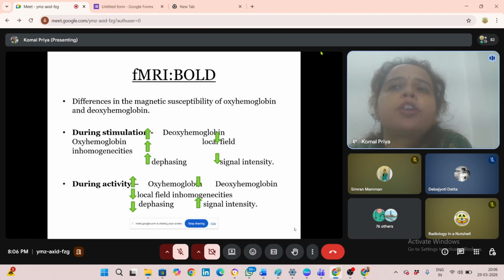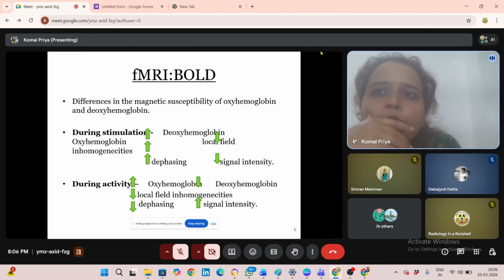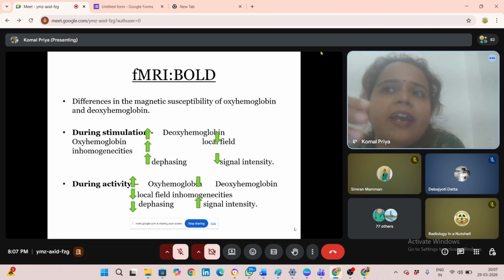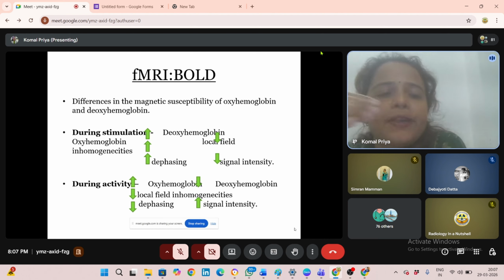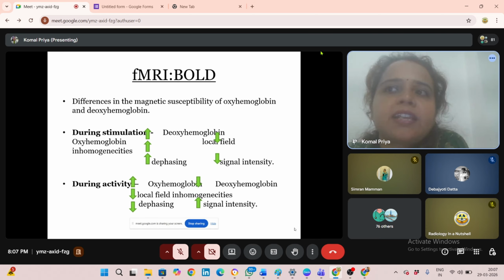Whenever the body is doing some activity, there will be increased blood flow to the cortex. So what will happen? That will cause a drop in deoxyhemoglobin, which will result in a decrease in dephasing, and again it will increase your signal intensity if the spins are dephased. These effects are very short lived, so we require rapid sequences like EPI, echoplanar imaging, or the gradient echo sequence, right?